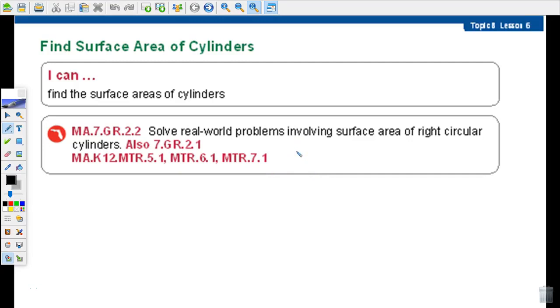We've got topic 8, lesson 6, find surface area of cylinders. I can find the surface areas of cylinders. Standard for today is MA.7.GR.2.2. Solve real world problems involving surface area of right circular cylinders. Let's get into it.